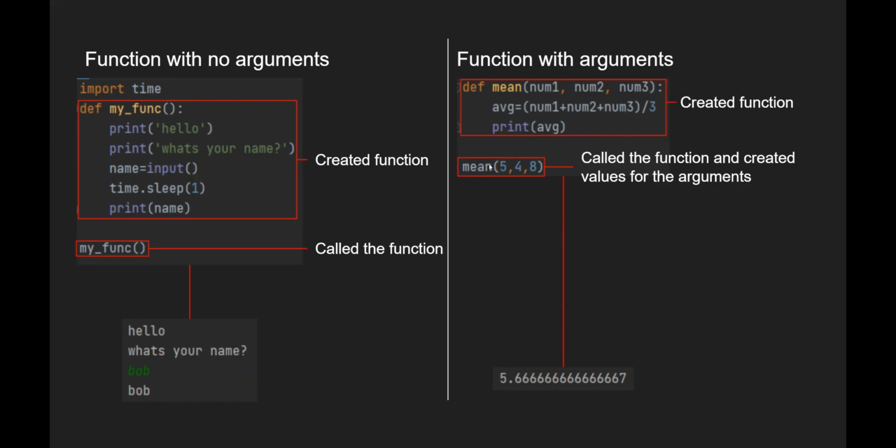So when we call the function, inside the parentheses, we give a value to each of these arguments. So 5 equals number 1 here, and then 4 equals number 2, and then 8 equals number 3. So then in average, we'll do 5 plus 4 plus 8 divided by 3, and then print that. So then we got 5 2/3 over here.